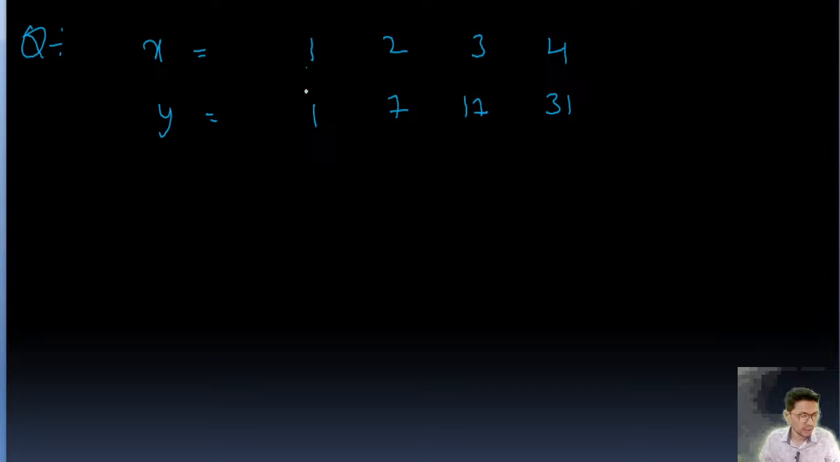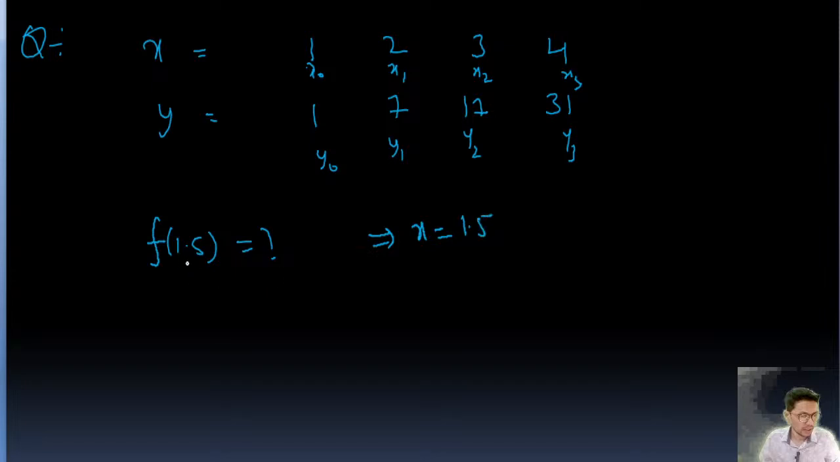I'll make a table. This is x naught. So this is the question. X and y values are given, and we need to find f(1.5). This implies that the value of x is 1.5. So f(1.5) is the value. We'll solve it.